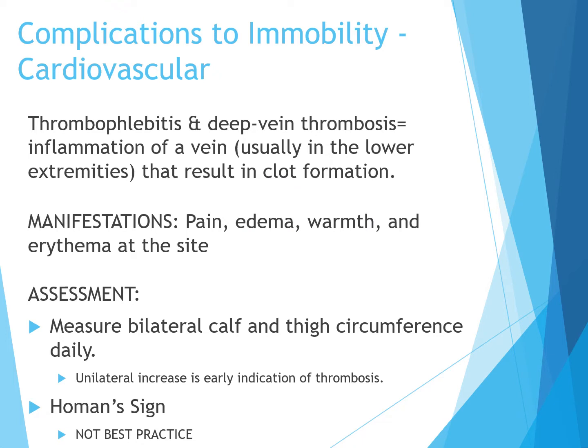Probably the number one complication to immobility is thrombophlebitis. And that's an inflammatory process that causes a blood clot to form. And that blood clot, depending on its size, blocks one or more veins. And the most common area is in the legs. The usual location in the leg is the very deep veins at the back of the calf. When a clot develops in a specific location, it's called a thrombosis.